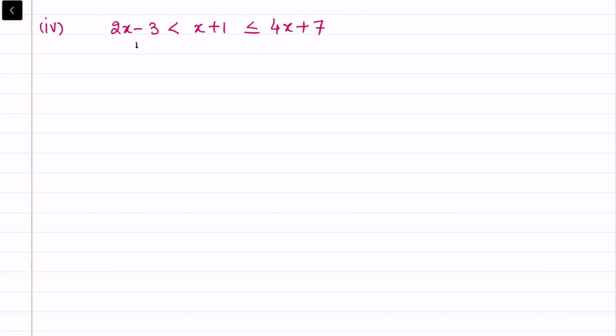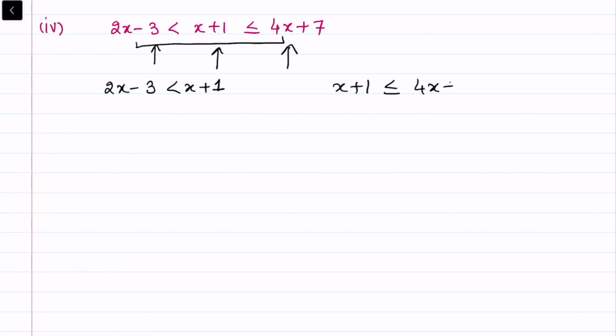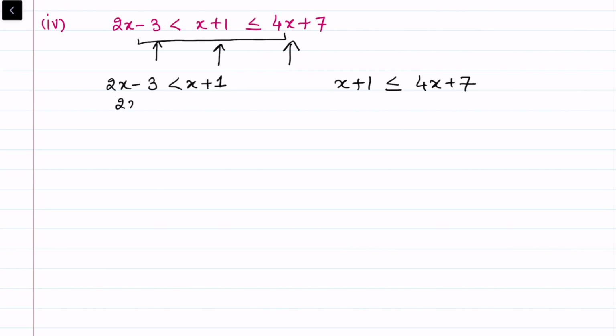Now in this inequality, you can see on all sides we have x. We have x here, we have x here and here also. So let us write this inequality into two parts. One side it is saying 2x minus 3 is less than x plus 1. On the other side it is saying x plus 1 is less than or equal to 4x plus 7. So simply solve this: 2x minus x less than 1 plus 3. This will become x less than 4. So we got x less than 4.